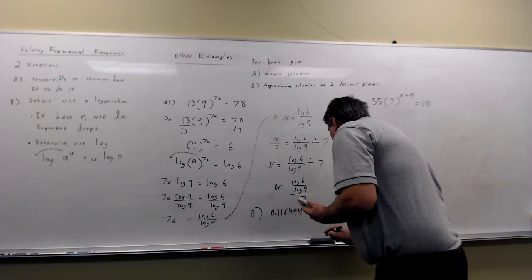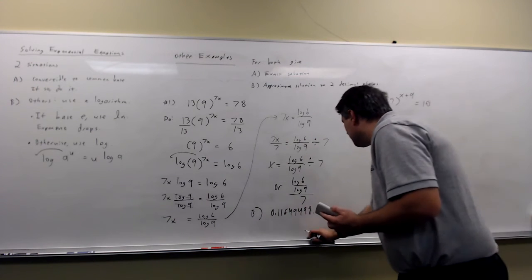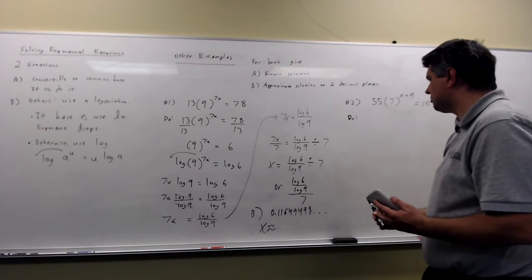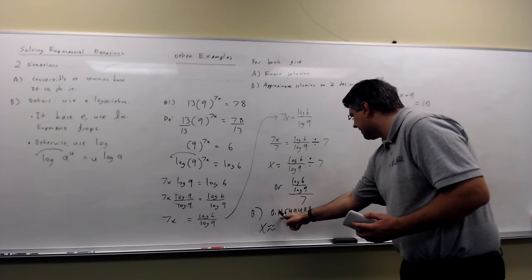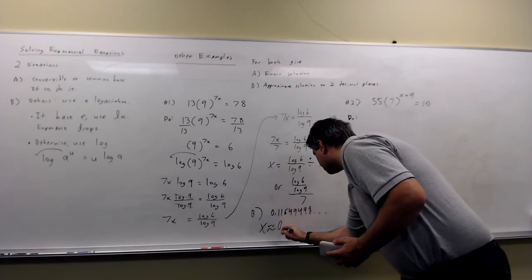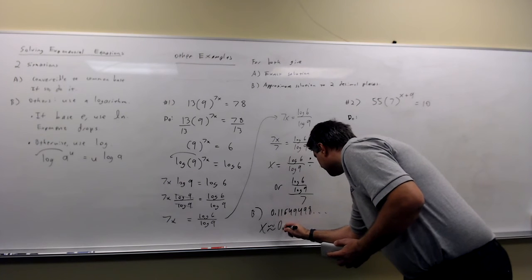Okay, so my calculator spits out 0.11649 and so on, who cares? Okay, so it wants us to round to 2 decimal places. That's the second decimal place. The next digit is a 5 or greater, so we round up, and x equals 0.12. Okay?